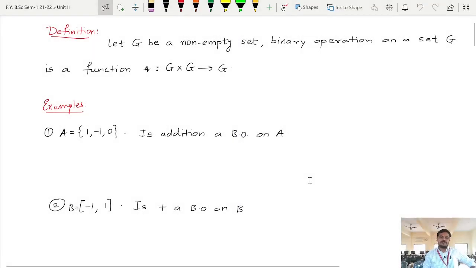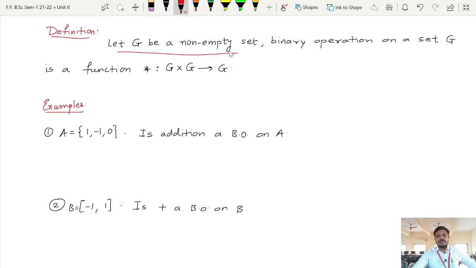Dear students, today we are going to talk about binary operation. So let us begin. Given a non-empty set G, a binary operation on a set G is nothing but a function from G cross G to G.